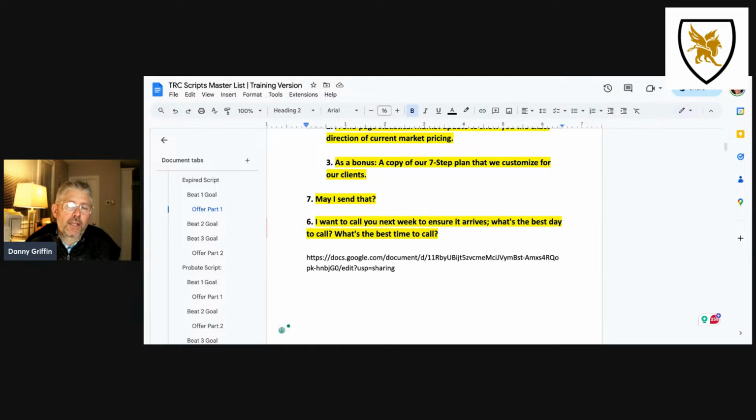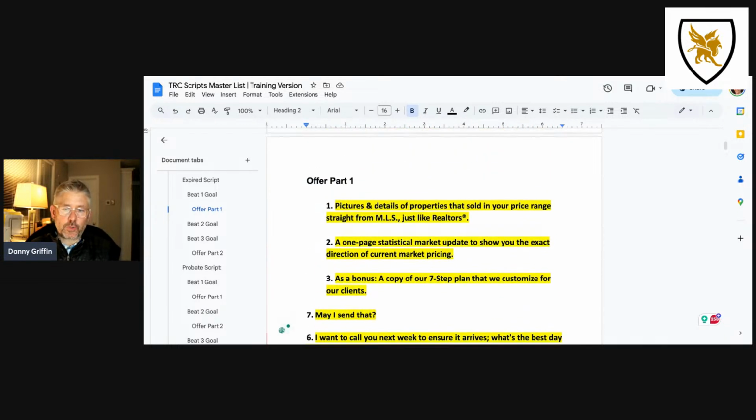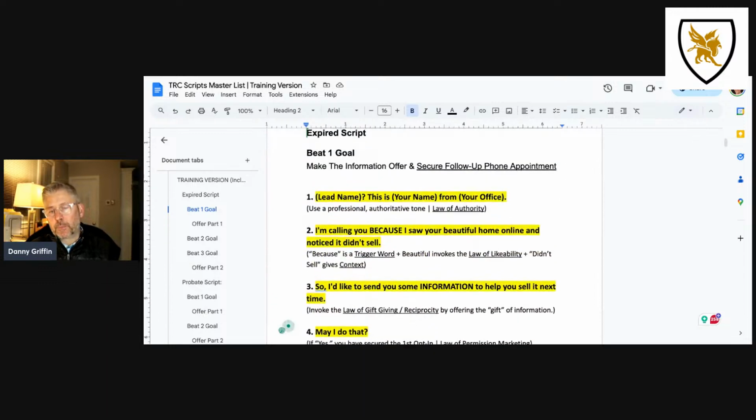Now, again, of course, if somebody pattern interrupts you and cuts you off, then that's understood, it doesn't work that well, but that's how it works.